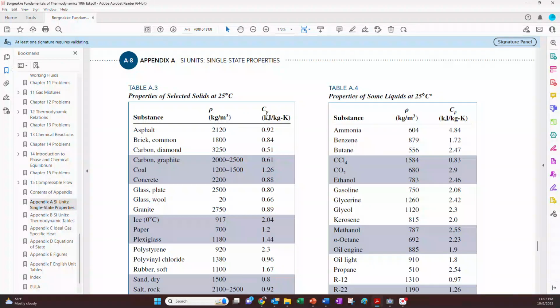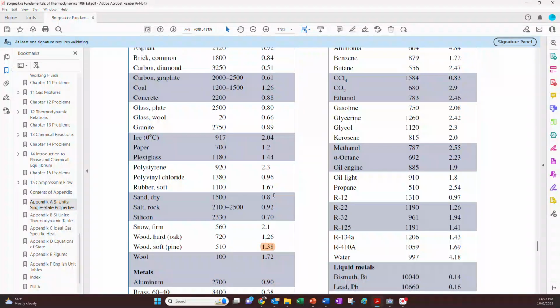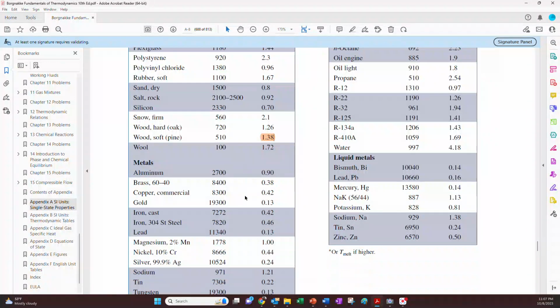1.38. See, they say CP here, but don't worry about it. Their pressure's basically constant, so whatever. They also give us iron somewhere. Where's iron? Metals. Iron. Ooh, we got two. Let's go with this one.